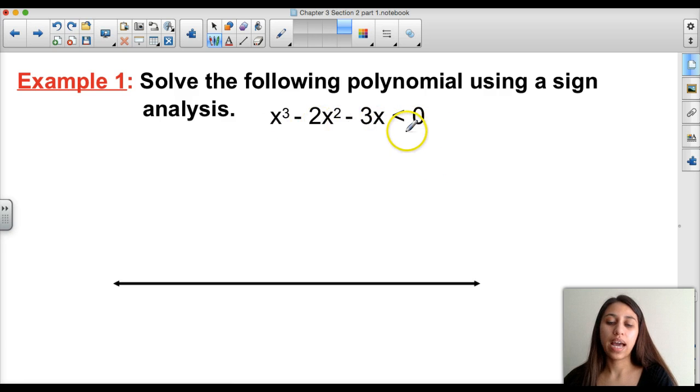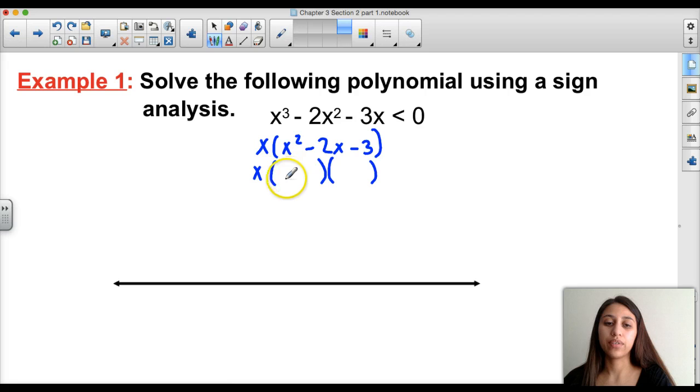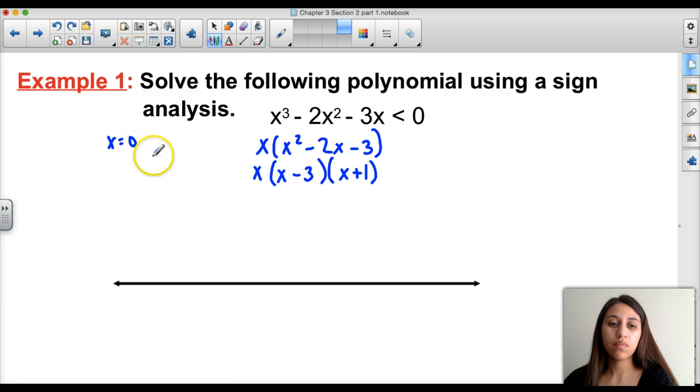Okay. So this one is not factored for us, but notice that there is an x in common in each term. So we can factor that x out. And notice, we can continue to factor this, and it's a pretty simple one. So two numbers that multiply to be -3 and add to be -2 is x minus 3 and x plus 1. So that means our roots here are 0, +3, and -1. Okay, so we can plot those on our graph.